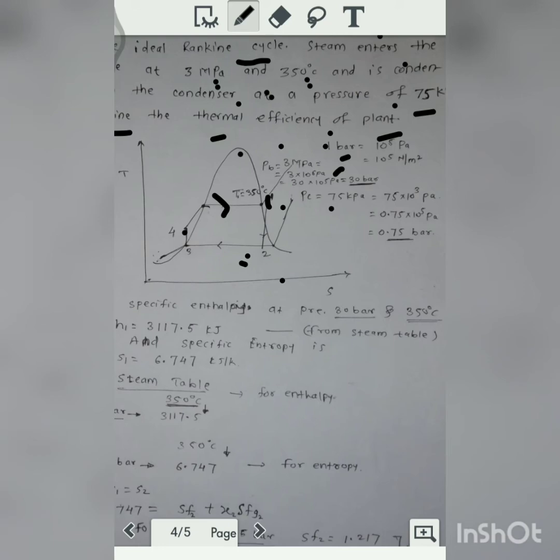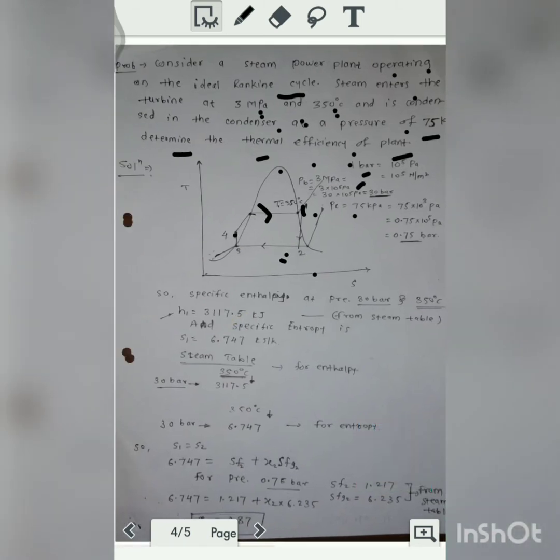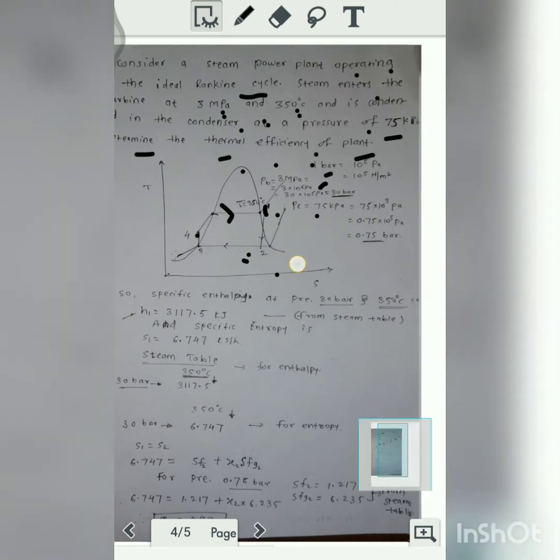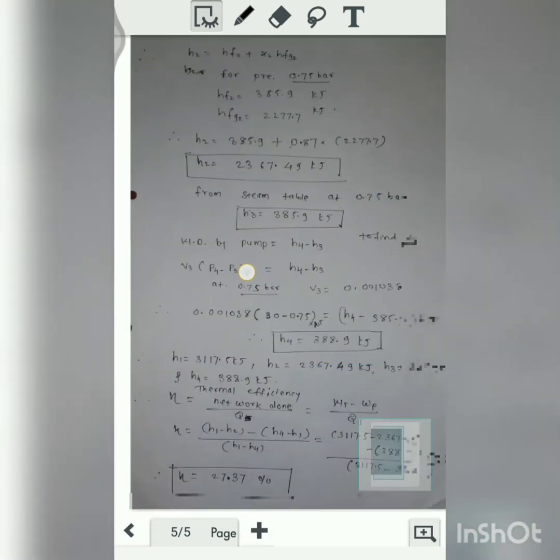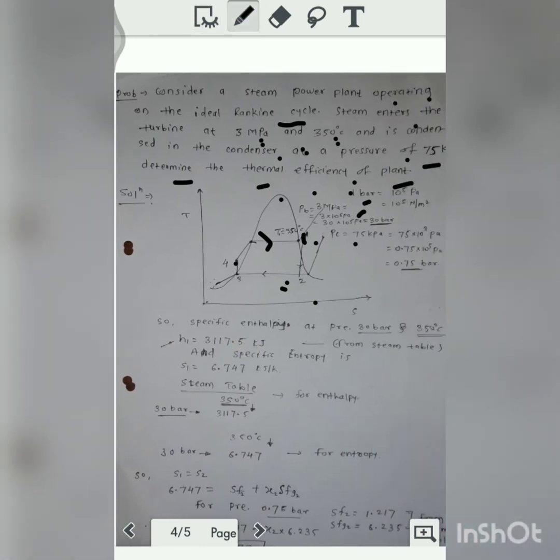Now the second value they have given us is that the steam is condensed in the condenser at a pressure of 75 kilopascal. So that pressure is given as 75 kilopascal. This is the condition for state number 2 after condensation. After the expansion process, the steam will come inside the condenser, so the condenser pressure we have been given is 75 kilopascal.